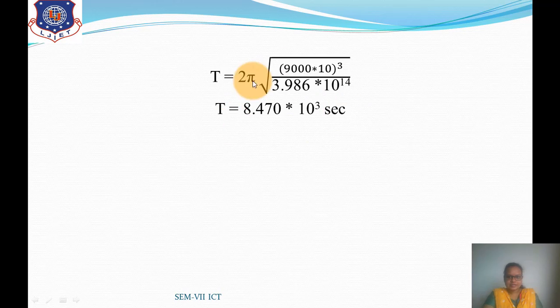Now if it is asked to convert it into hours, minutes and seconds, you need to convert this whole time. For hours, divide the whole time by 3600 and you will get the number of hours. The remaining time is divided by 60 and you will get the number of minutes. The last remaining number is your answer in seconds. So you will get the periodic time in hours, minutes and seconds.